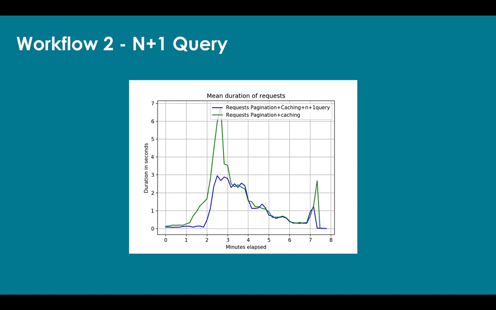After caching, we did N+1 optimization. As we have multiple relationships between tables, we were executing multiple queries to the database, and to improve that, we implemented N+1 optimization. We saw improvement on workflow 2 with this optimization. And from the graph, you can see the mean duration reduced in both phases 2 and 3. At last, we also included indexing, but did not get as much improvement as we got in other optimizations.